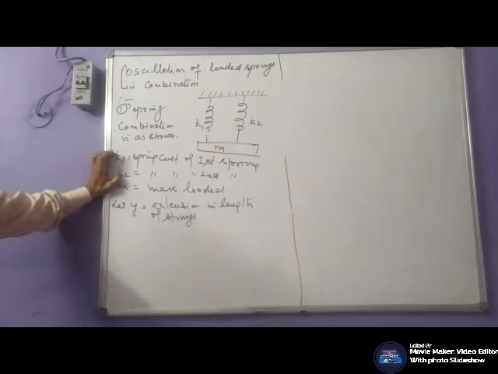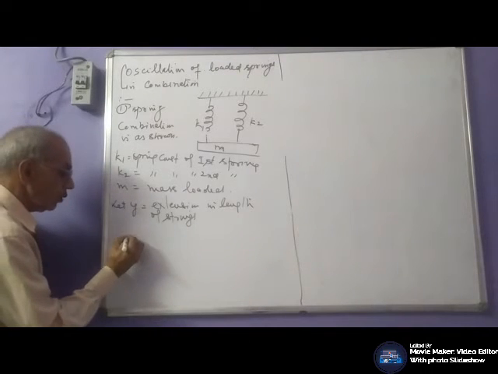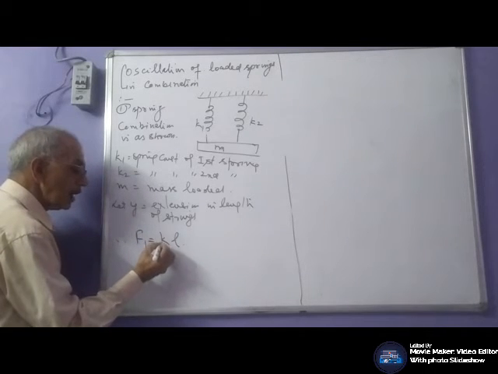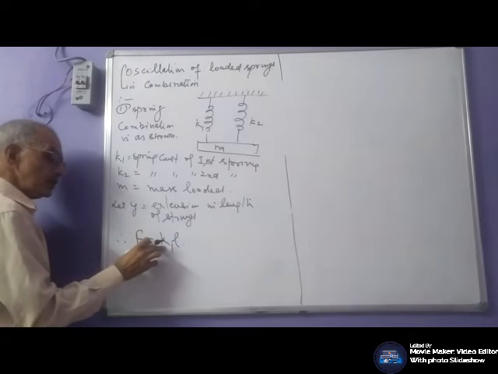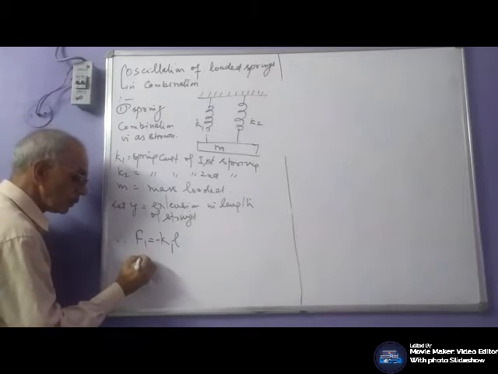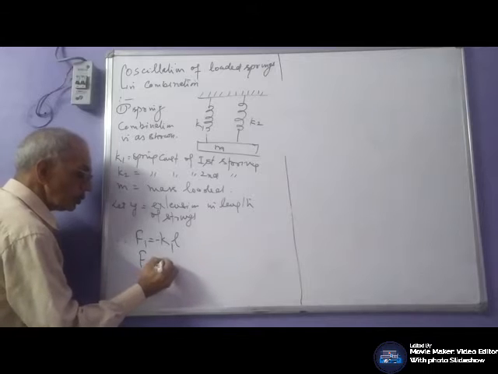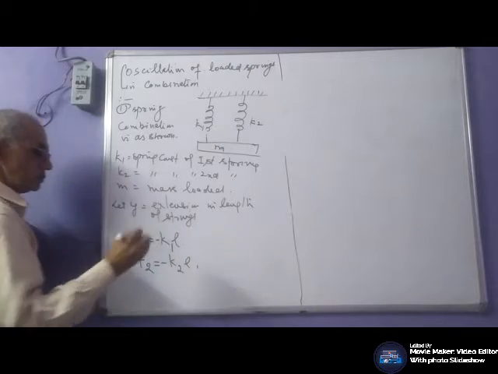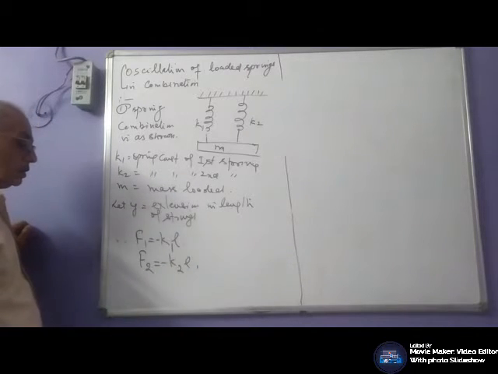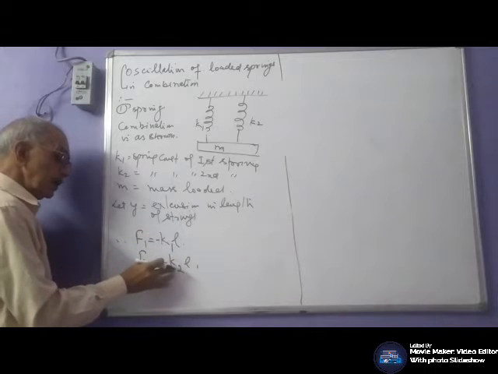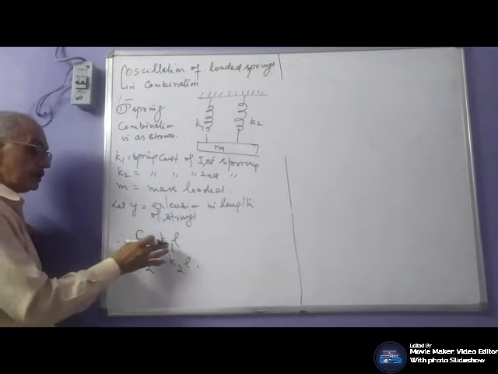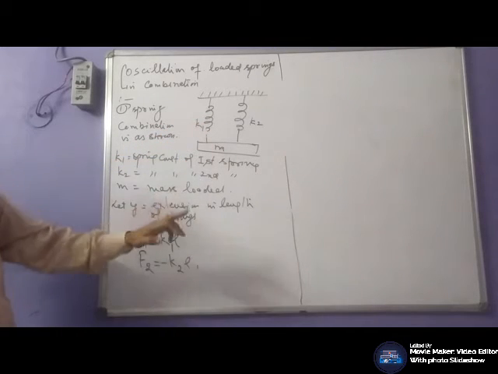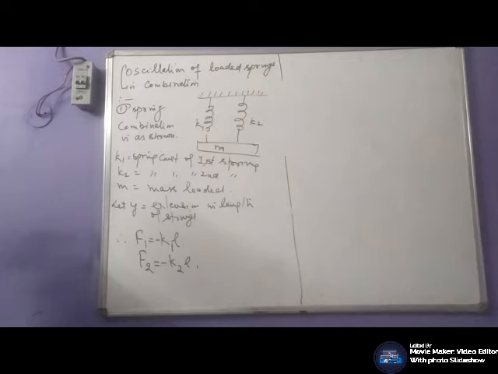As these are different, the restoring force will be different. Because the length is the same but the springs are different, F1 and F2 will be different. If K1, K2 are the same, then forces will be the same, but these are different. Different materials are there, springs with different spring constant or force constant.